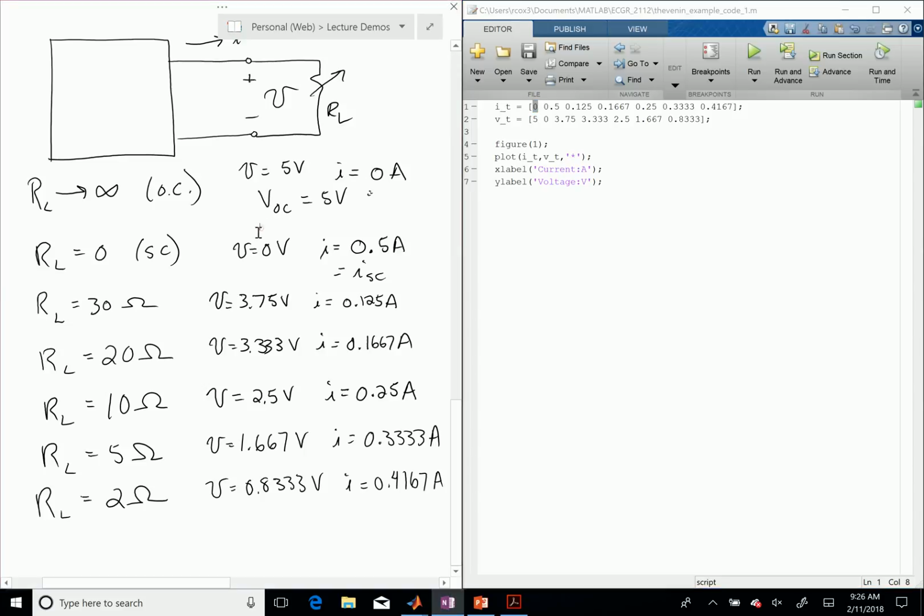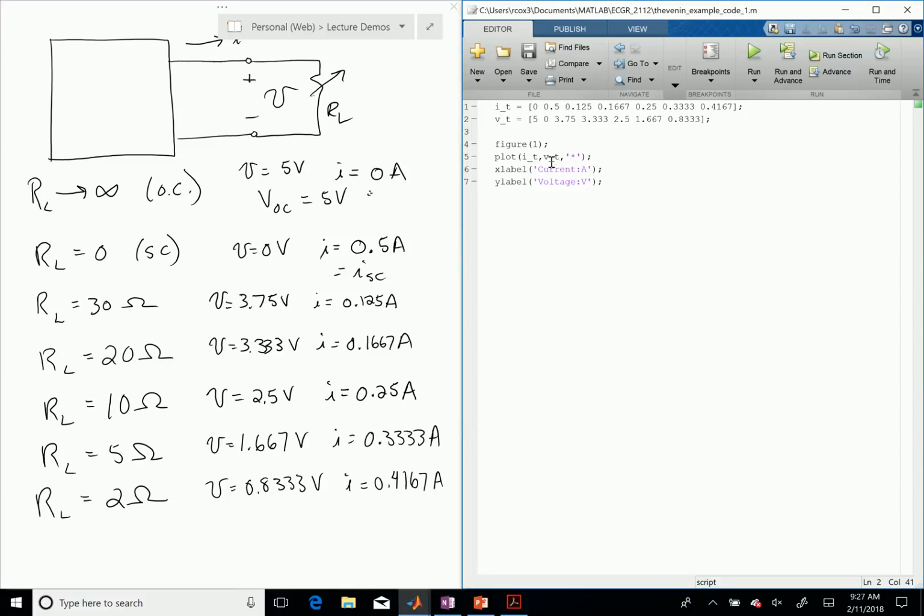Then I say, okay, when I had 0 volts, I had 0.5 amps. So I put 0 in the VT vector, 0.5 in the IT vector, and then I kept going. When I get 3.75 volts, I get 0.125 amps. So here you can see 3.75 volts in the VT vector, 0.125 amps in the IT vector. Then I did it for this condition, this condition, this condition, and this condition. I put them all in these vectors, and you can pause the video and take a look to see that they actually match.